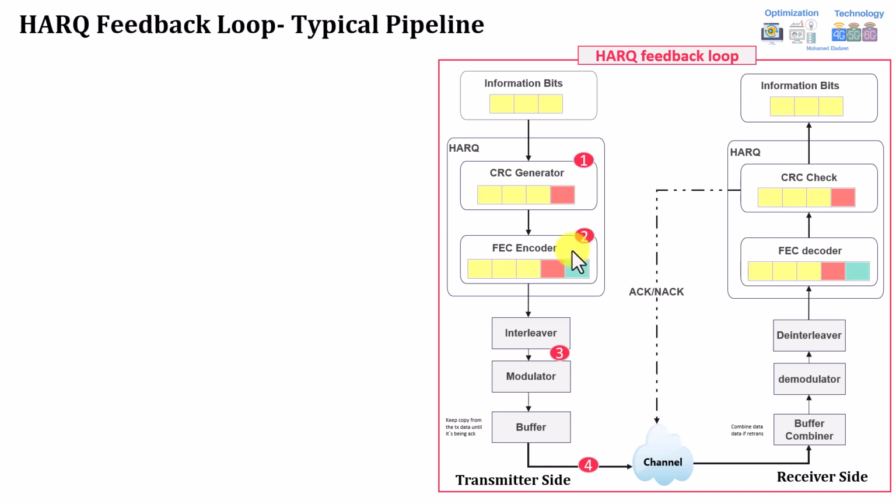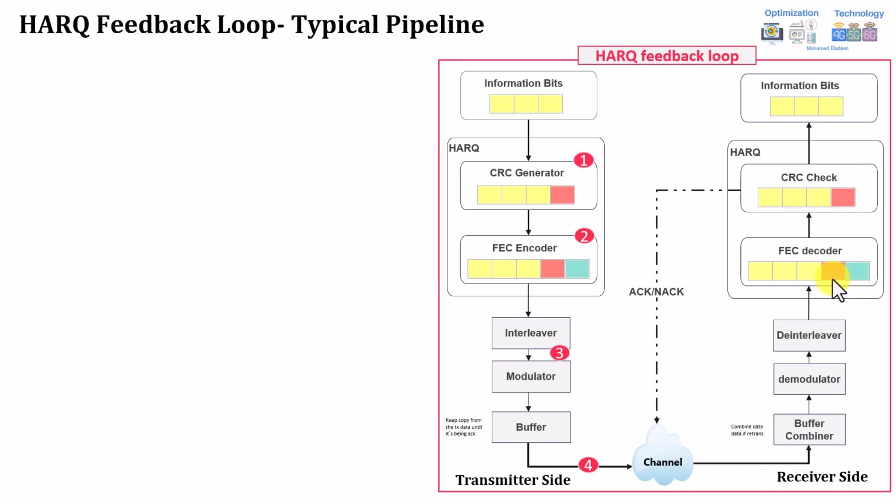Then the second step here is forward error correction. The output from the CRC, after the CRC has added the bits, passes through this forward error correction encoder, where it will add extra bits, as you can see here. The CRC added bits for the receiver to check and detect. But these bits are added for the receiver to be able to correct, not only detect, any errors. So these extra bits will be used by the receiver for error correction.